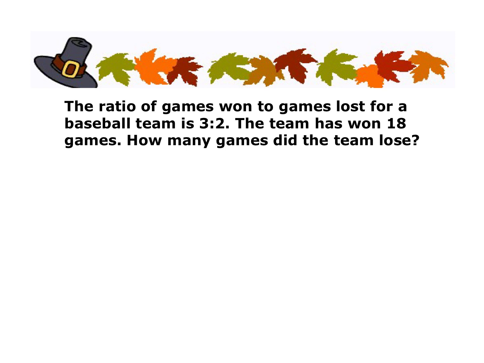All right, so the ratio of games won to games lost for a baseball team is 3 to 2. So let's figure it out. They said won first, so they put the 3 first. They said lost second, so the 2 is second. It's 3 to 2. So the team has won 18 games. So again, won is blue. How many games did the team lose?